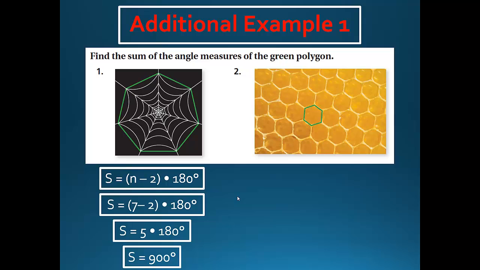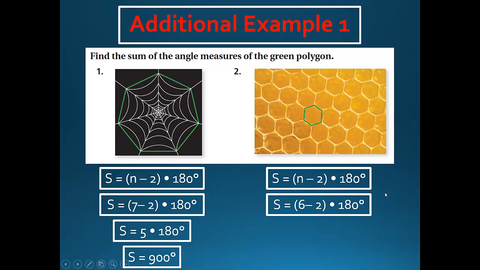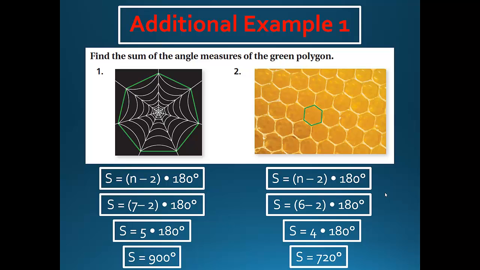For number 2, we're first going to start with our formula again. S equals the quantity n minus 2 times 180 degrees. Now we need to see how many sides our green polygon has. This one has 1, 2, 3, 4, 5, 6 sides. So we're going to replace this n with a 6. So now our formula is S equals the quantity 6 minus 2 times 180 degrees. 6 minus 2 equals 4. So S equals 4 times 180 degrees, and 4 times 180 equals 720. So S equals 720 degrees.